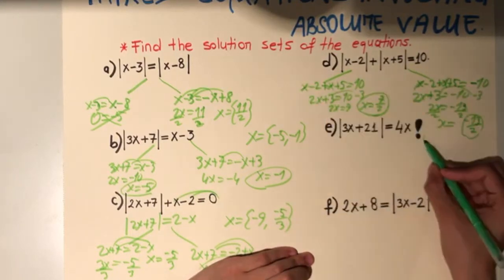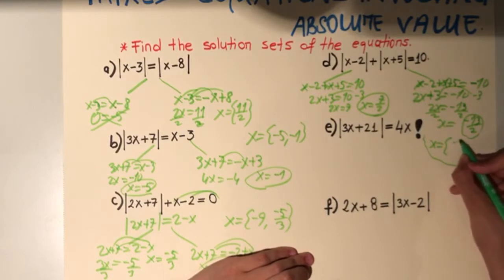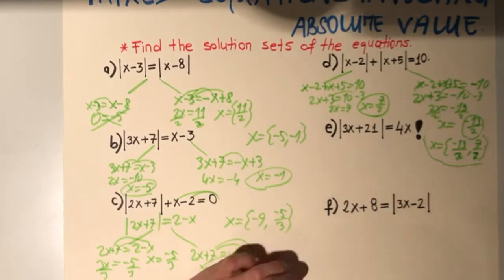So solution set, let's write it here. X is equal to minus 13 over 7 over 2. This is the answer.